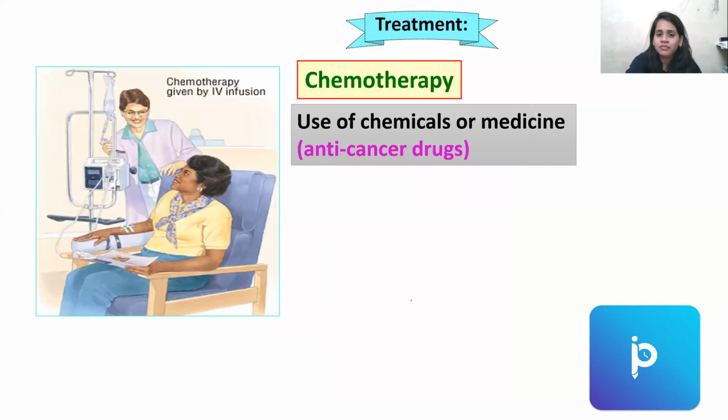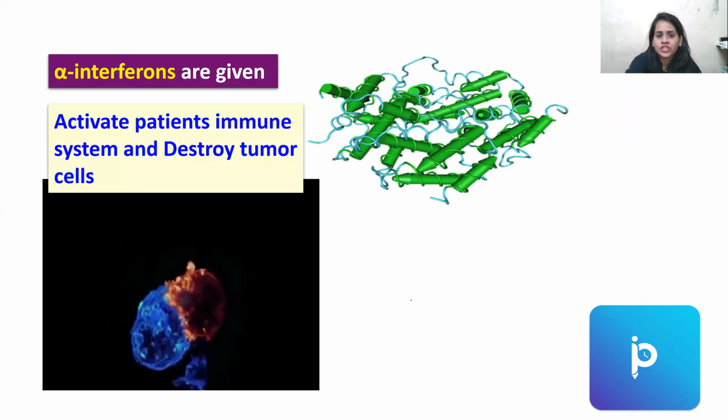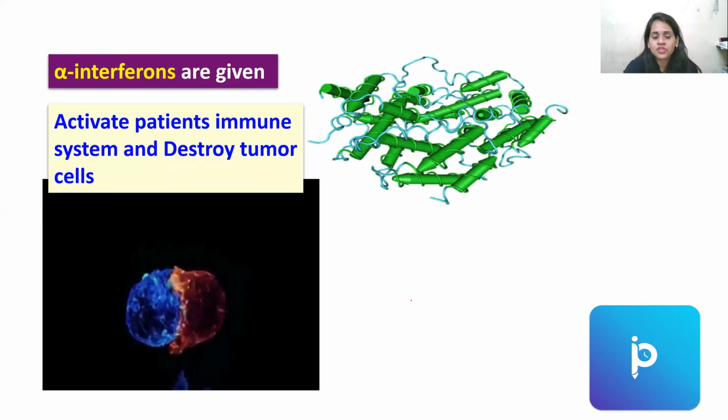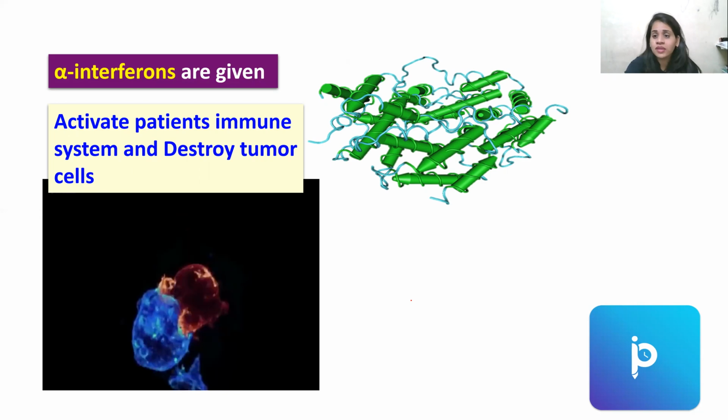Apart from that, chemotherapy, that is the use of chemicals or medicines, can also be used as a treatment of cancer. Then coming to the next part, that is alpha interferon. I think this came up in one of the exams. Usually students forget to read about this. Alpha interferons are also given in case of cancer, because they activate the patient's immune system and destroy the tumor cells. So you have to remember that alpha interferons can also be given.